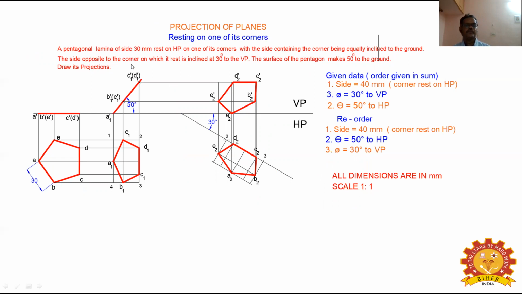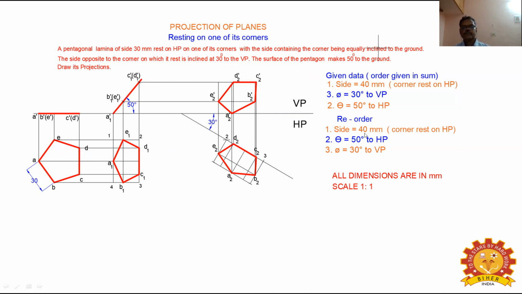The side opposite to the corner on which it rests is inclined 30 degree to VP. The surface of the pentagon is inclined 50 degree to the ground. Draw its projection. Similarly, when it rests on HP, immediately you have to find the theta angle, then the phi angle. But here it is given as phi angle, VP angle. When it rests on HP, they are given as inclined VP angle, then inclined ground angle. So we have to reorder the sum.